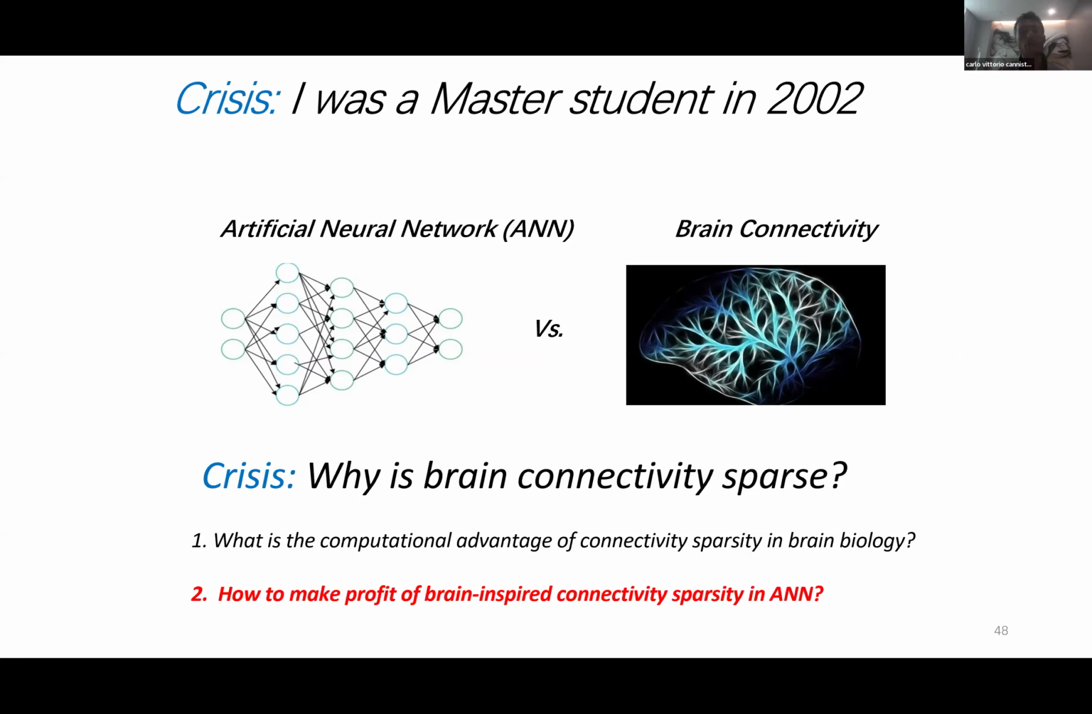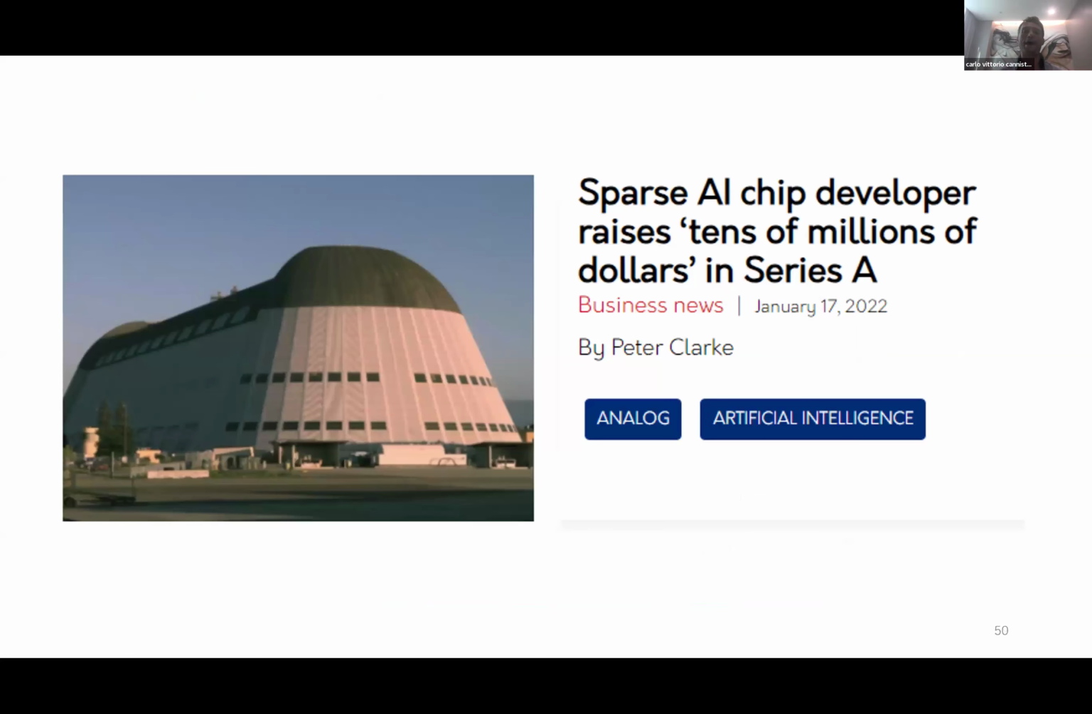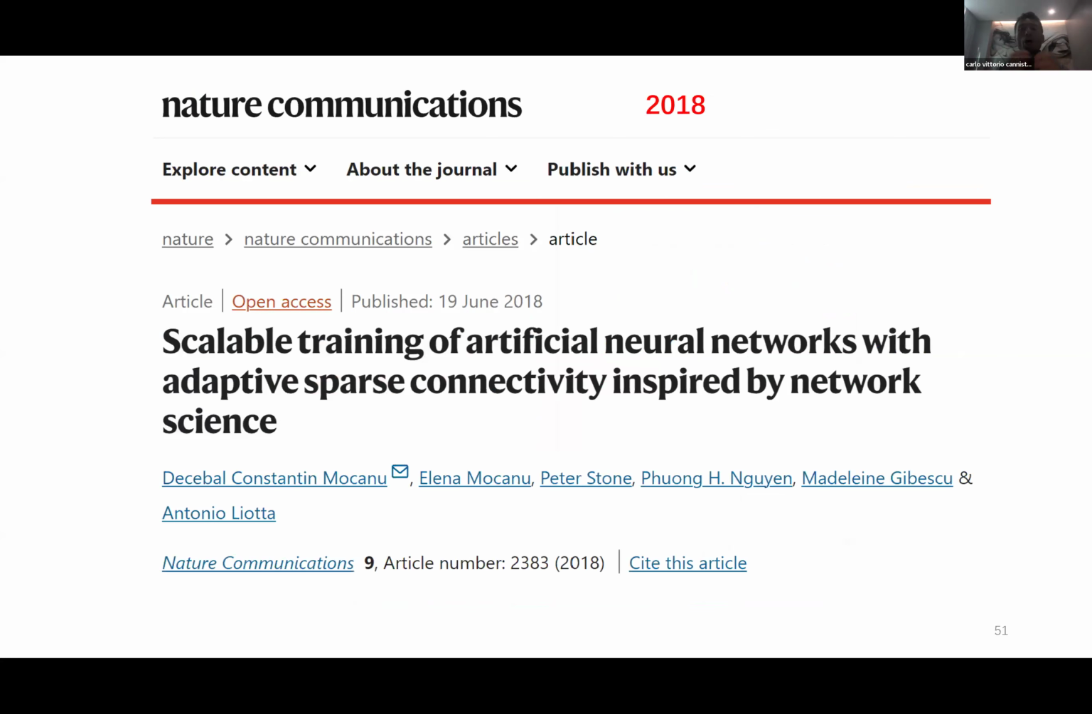And now we see what happened in neural networks. The problem came out: a lot of parameters in neural networks. How to solve the problem? Sparse AI chip developers raised tens of millions of dollars. Sparse networks started to enter the field. Here is a first article, in 2018: scalable training of artificial neural networks with adaptive sparse connectivity inspired by network science. When I saw this article, I was shocked. I thought, oh my God, they understood my idea. But fortunately, it was not the case.